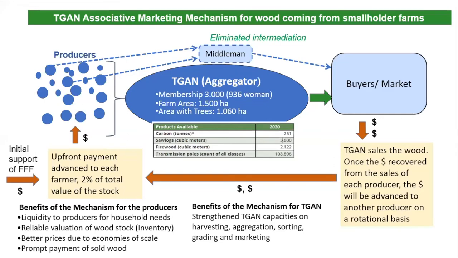It's about mechanisms from Kenya. Again, this is 30,000 producers. Before, there was a middleman who paid the producers directly and then went to the market or to the buyers. Now, with these mechanisms, there is an upfront payment of 2% of the total value of the stock, paid by the producer organizations, and every week $100 is received by the producers, and 5 producers per week sell their products.